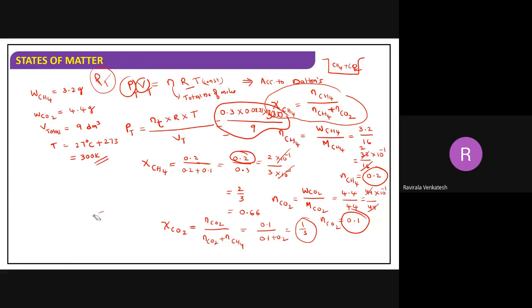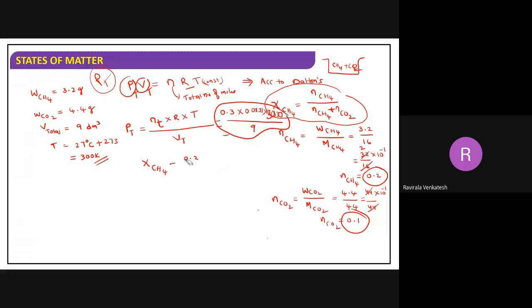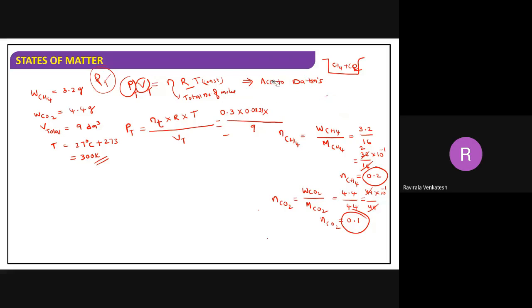So mole fraction, we need to calculate. I wanted to do the problem with Dalton's law, but we have to calculate the number of moles compulsorily. Wherever mole fraction is there, don't take that. Even mole fraction is not required. So Dalton's law we are not taking. Which equation are we taking here? Ideal gas equation. Based on the ideal gas equation.